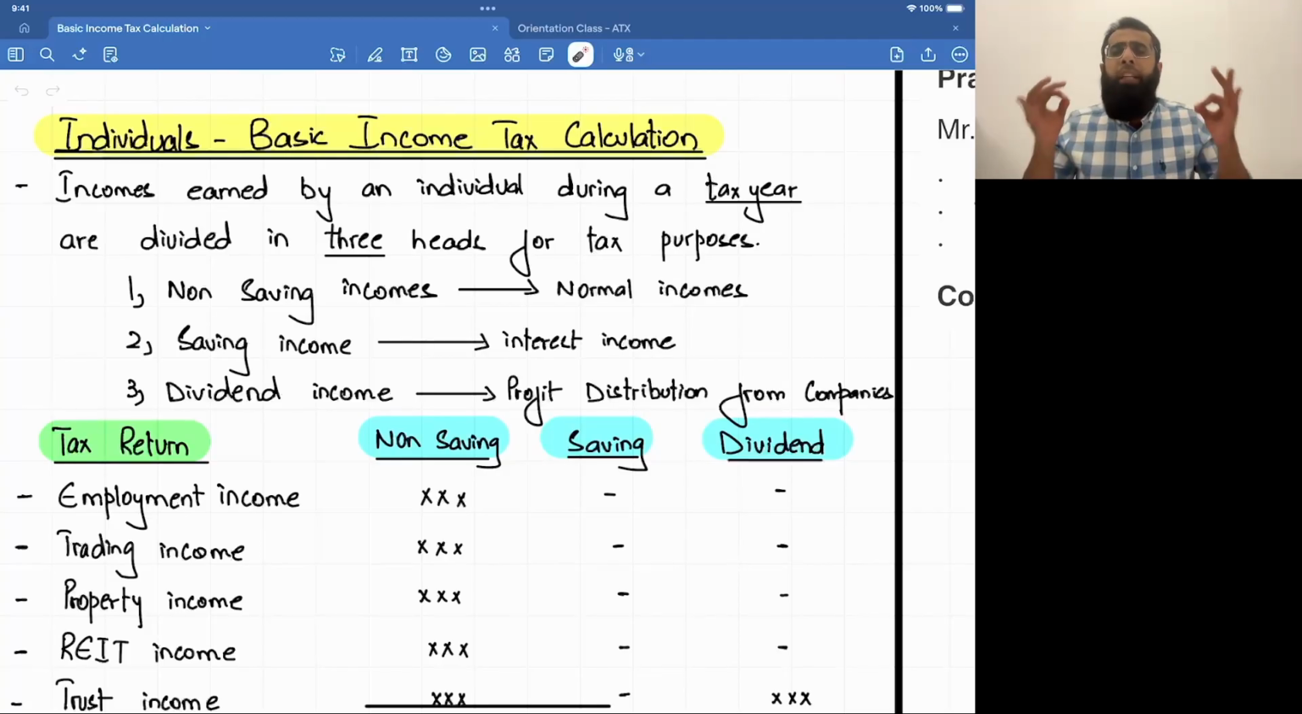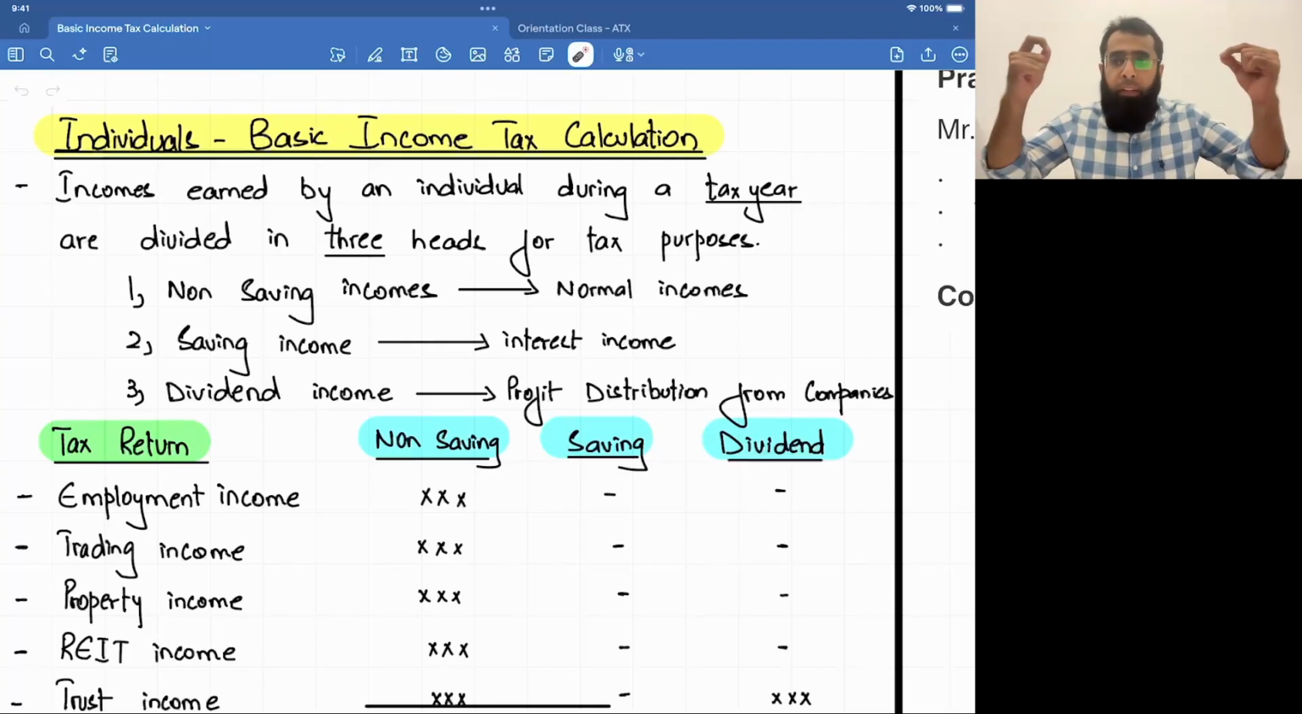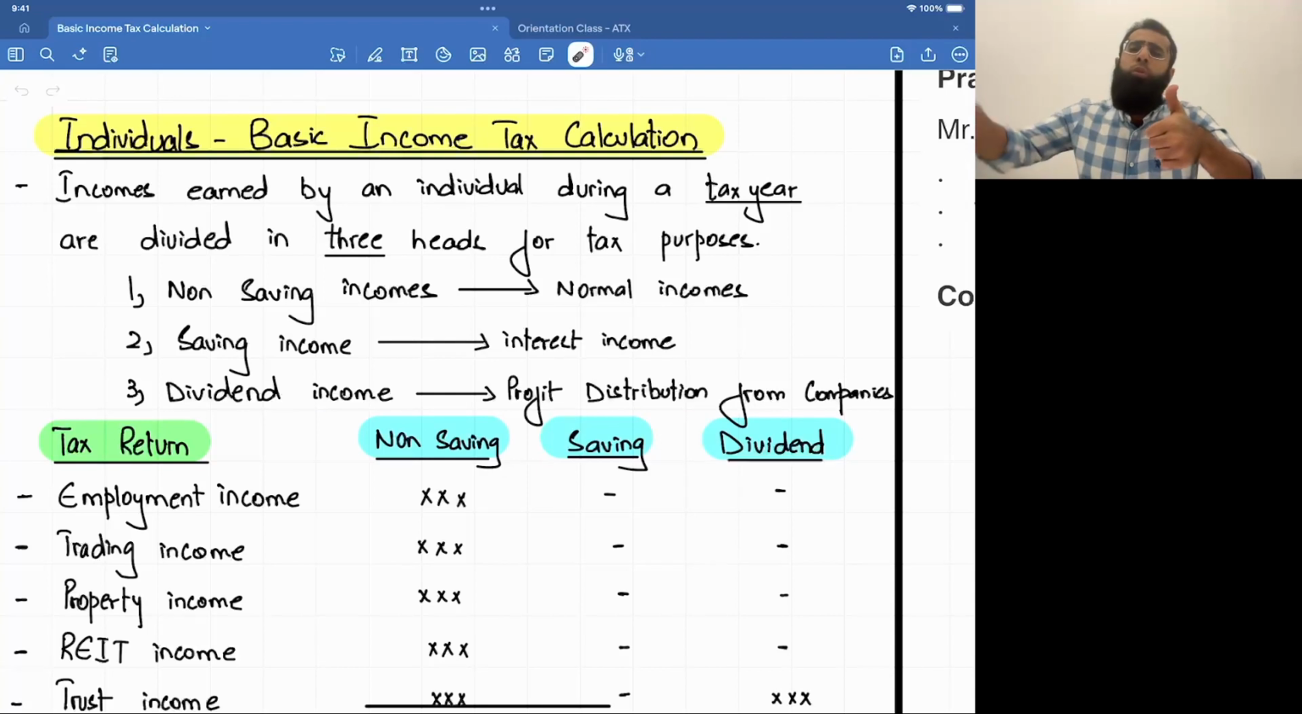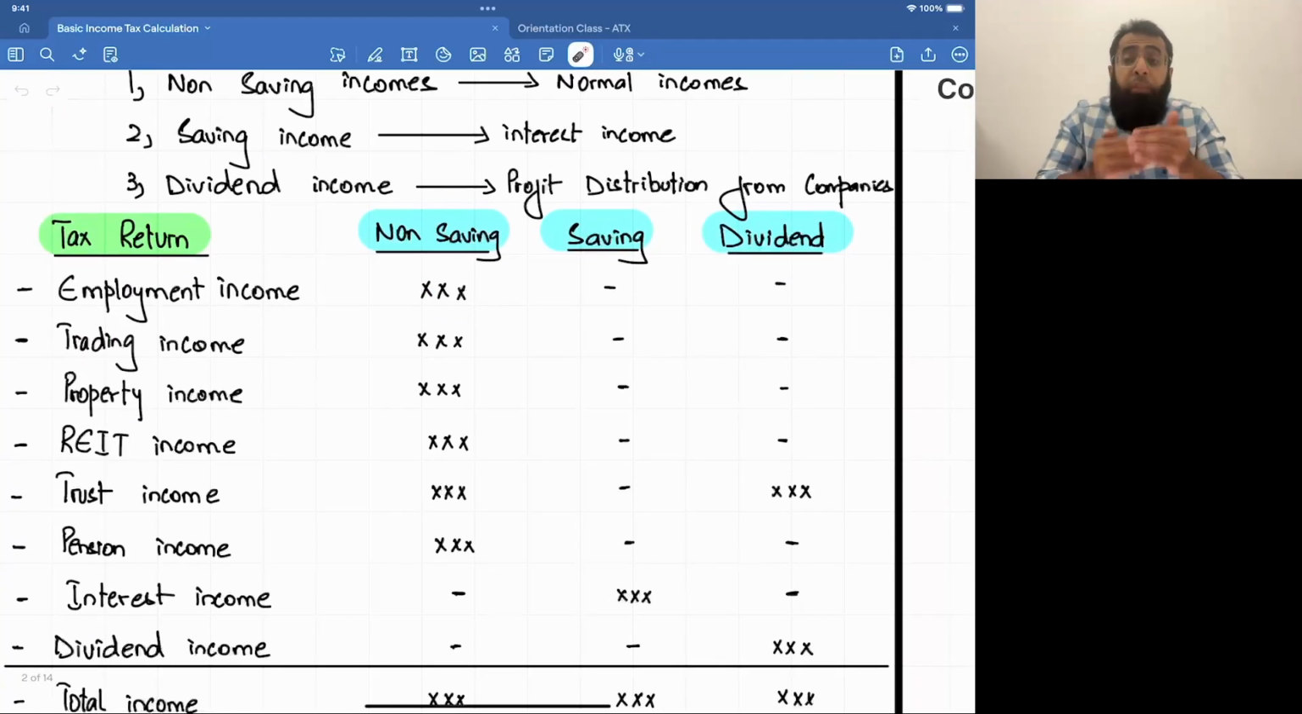So whatever incomes an individual earns, say with me, whatever incomes an individual earns during a tax year, which is from 6th April to 5th April, those incomes are divided in three heads. Non-saving, the normal income head. It includes all of your incomes except interest, which has its own head, saving income, and dividend, which has its own head of dividend income. The objective of dividing the income in three heads is that all of these three heads have their own rates of taxation. Today we are talking about the non-saving, and in non-saving also we have just started.